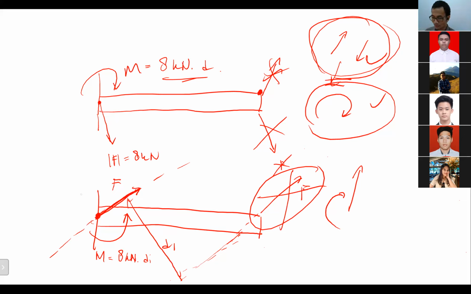So at the end, after we move it, it will be like this.